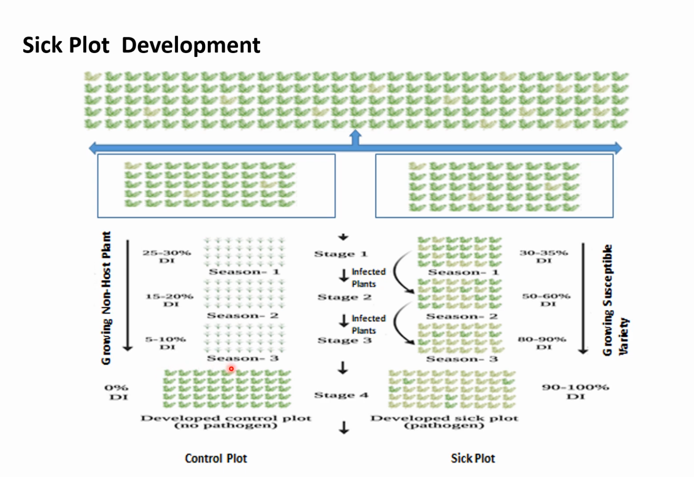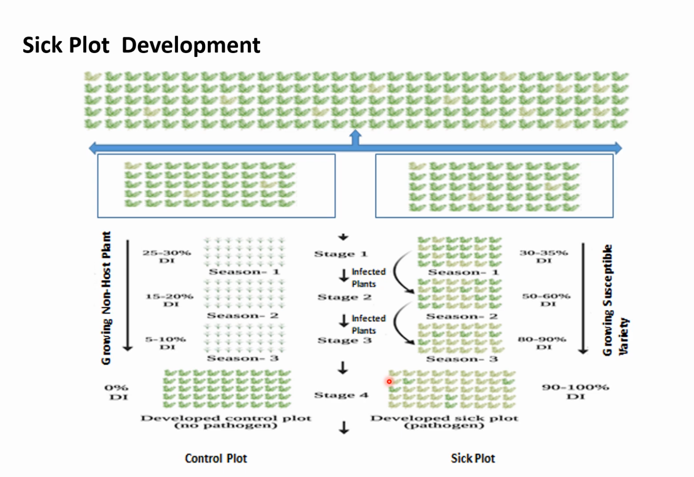And finally, when we grow the most susceptible variety on that piece of land, we will find that no disease was shown. So that piece of land is declared as a control plot. So now we have a control plot where no soil-borne pathogen is present, and we have a sick plot where a lot of inoculum is present. Then we grow our varieties on both plots.